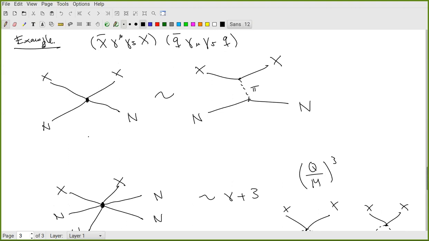And the picture of what's happening is that typically interactions with 1 nucleon dominate. And for some interactions, the pion exchange contributions dominate. This typically happens if there's an axial vector or pseudoscalar dark matter interaction.